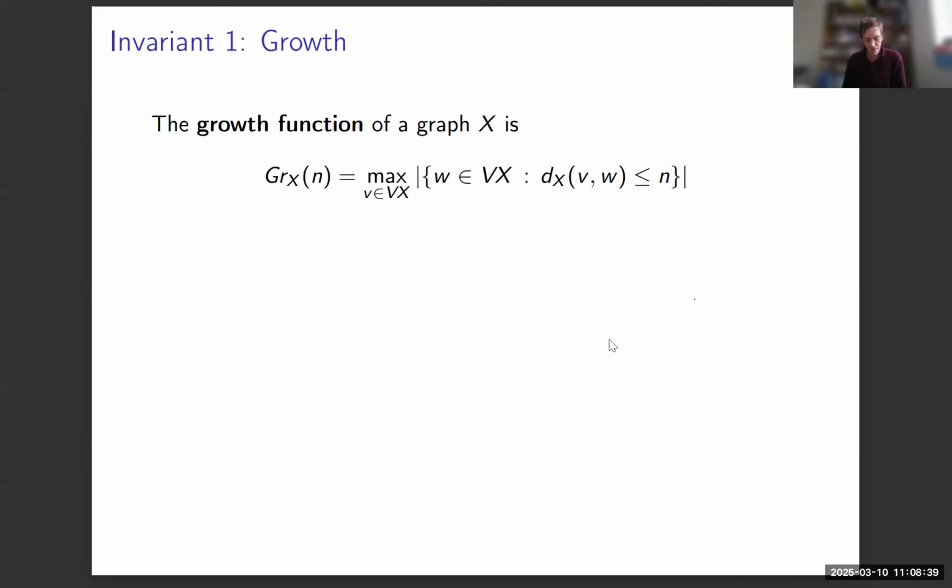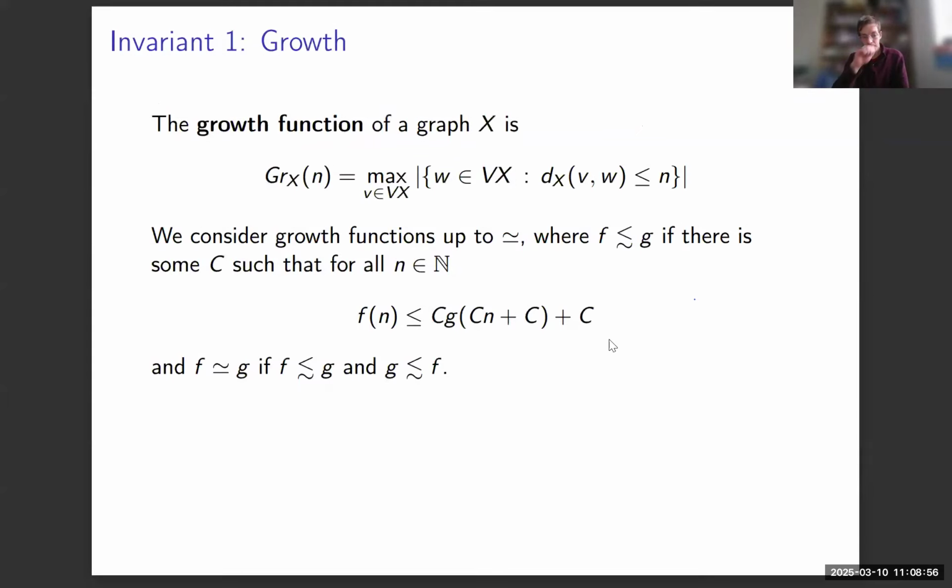Okay, so the growth function of a graph, what do I do? I'm going to take an upper control on the growth function. So I take the maximum over all the vertices, and at each point I count the number of vertices I can get to within a path of length n. As is typical, but maybe worth writing down once if you haven't seen it before, a refresher: the exact growth function is not going to be a QI invariant or well-behaved under regular maps, but the asymptotic growth of it is going to be well-behaved.